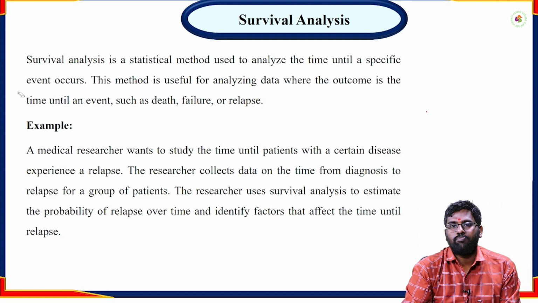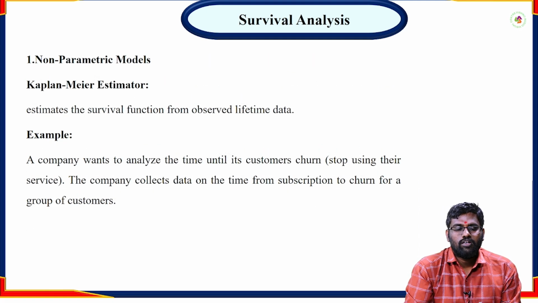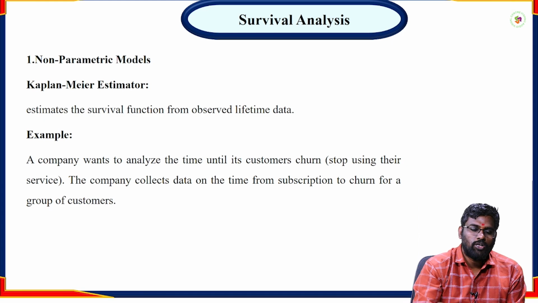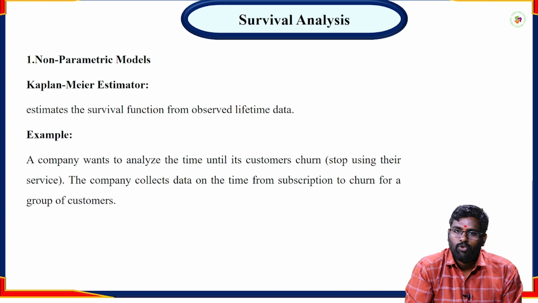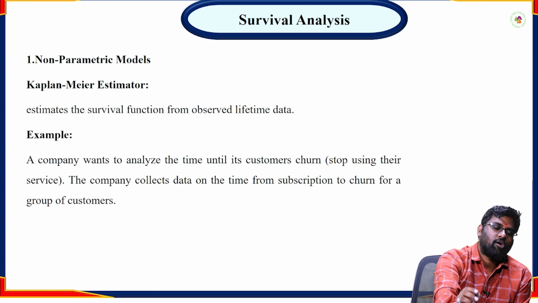We are surveying, that means we are analyzing things based on our conditions to decide what should be given. So in survival analysis, there are two types of models. The first one is non-parametric models and the second one is parametric models. Coming to the first one, non-parametric.